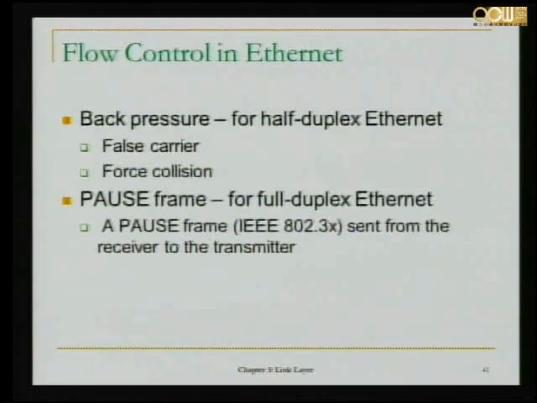But if it's full duplex, then you don't need carrier sense. You don't have collision. So you need something else to slow the transmitter down. And that's by sending an explicit pause frame. You send an explicit pause frame to the transmitter to slow it down.